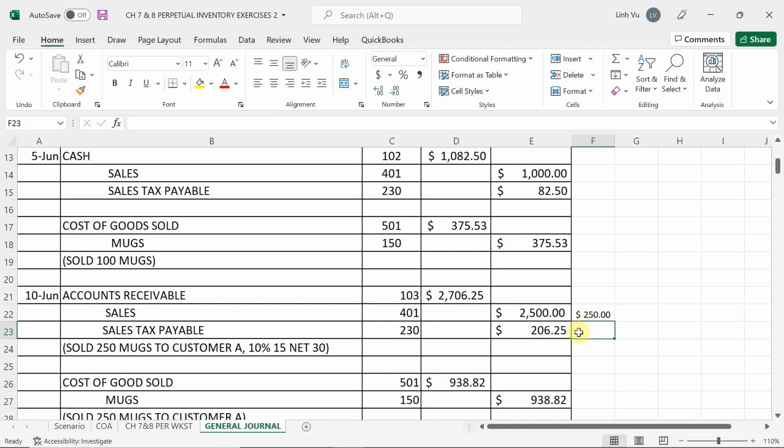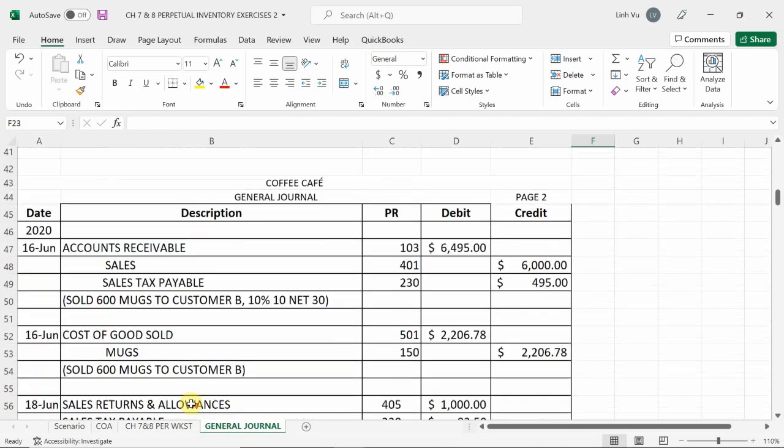How did we do the calculations? The total sales of 2,500 times 10%, which would be 0.10. So 2,500 times 0.10, that's 250. Then 250 times 0.08 would be $20.63. That's how much money we have to give back.